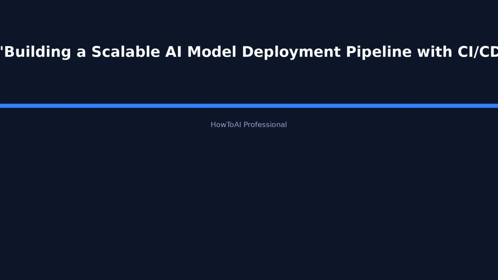Setting up your CI/CD pipeline. Now that we understand the components and the role of CI/CD, let's dive into the steps required to build a scalable AI model deployment pipeline. The first step involves selecting the right tools. There are numerous CI/CD tools available, including Jenkins, GitLab CI, CircleCI, and Travis CI, among others. Each tool has its strengths, so choose one that fits your team's needs.